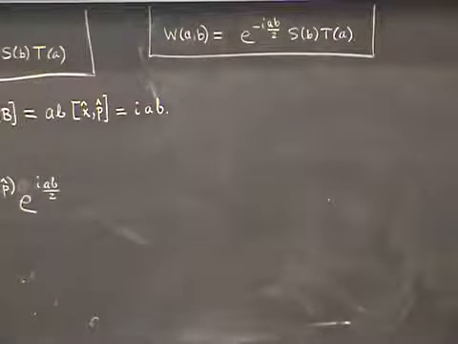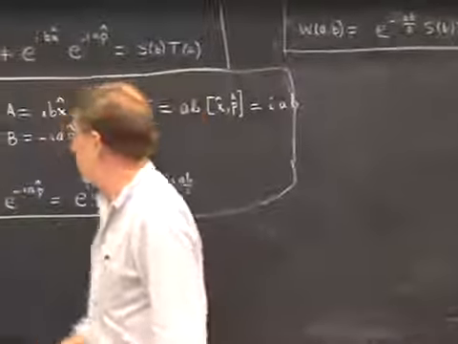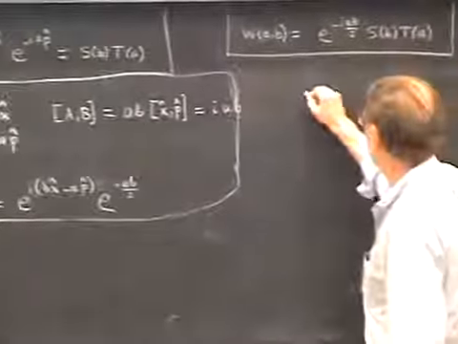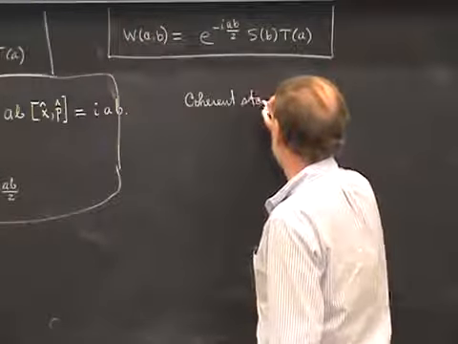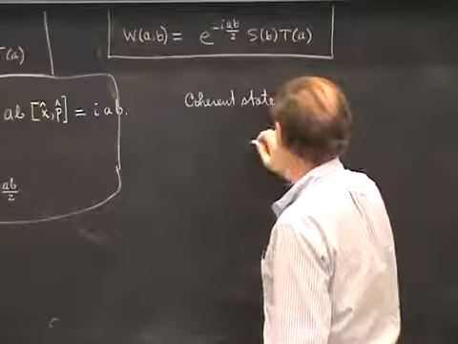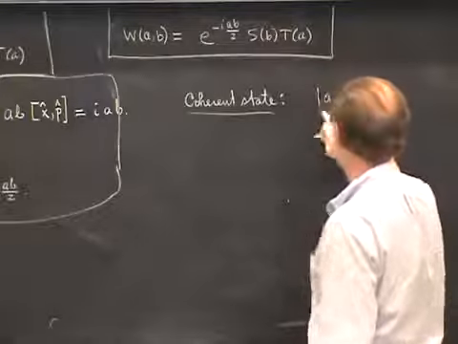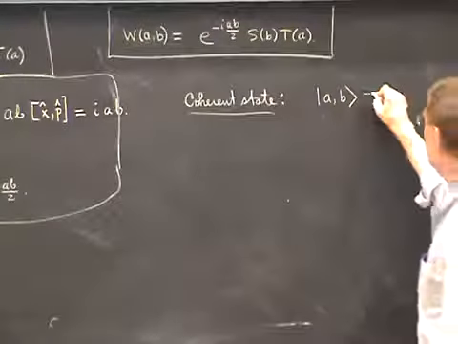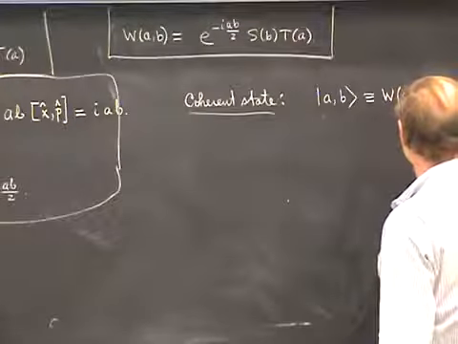All right. Now, having done that, let's now define a general coherent state, which is going to be parameterized by its expectation values, A and B. These are expectation values of position and momentum. This will be defined as the Heisenberg operator W of AB acting on the ground state.